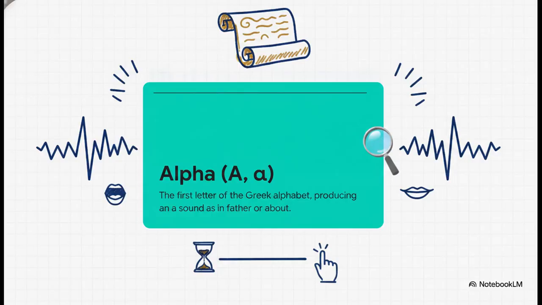Now, the absolutely crucial thing here is getting the sounds right. Let's look at alpha first. Ancient Greek vowels had distinct quantities, which basically just means they were either held out for a long time or spoken pretty quickly. So a long alpha sounds like the A in father, and a short alpha sounds like the A in about. It's just a nice open, relaxed sound.